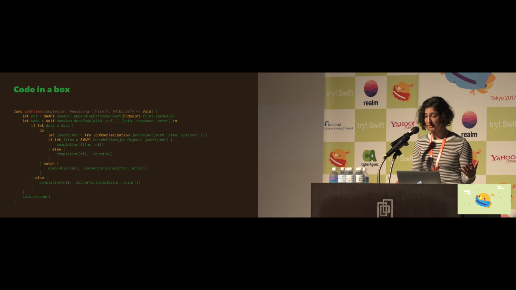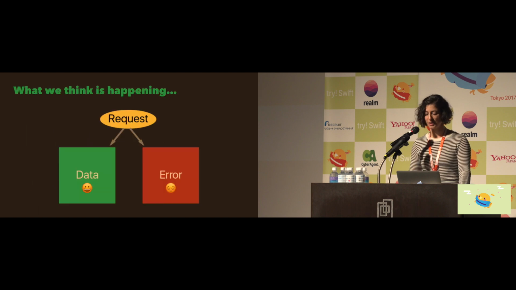I request my data. If I get it back, then I send it back in my completion block. If I don't get the data, or if there's some issue parsing it, maybe it's not shaped like I'm expecting, then I call the completion block with nil for my data and an error. I'm sure we've all written this code many, many times. Now, in theory, 2 things can happen, right? I either get a result from my server, or there's some kind of an error.